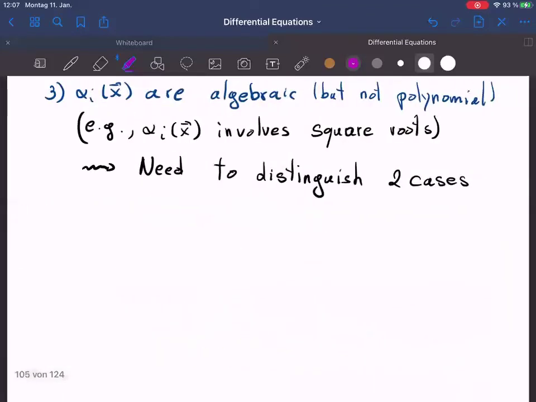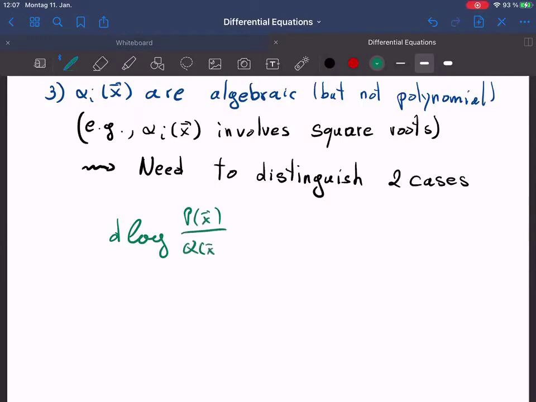So then let's look at the next case. What if the alpha_i are not polynomials? You can say, well, what if they are rational functions? Rational functions are not polynomials. But rational functions or polynomials are the same, because if I have d log of a rational function, it's a ratio of two polynomials. Clearly, that is this. So for rational functions, it's the same as polynomials.